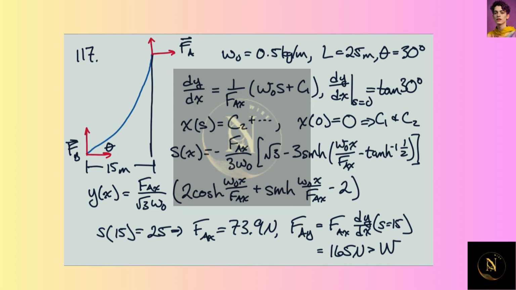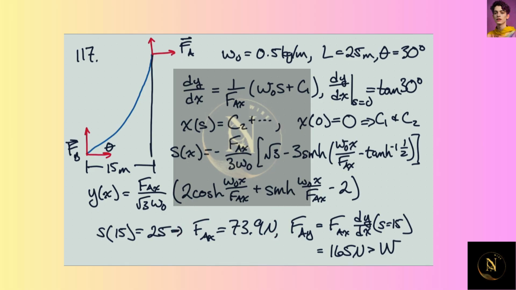Now we know that when we plug in x equals 15, we should have gone 25 meters along this cable. So knowing W naught, that will give us an equation where we can find FAX, the horizontal force at the upper support here. And again, we need to use some root finding or trial and error methods, but we can find it to be 73.9 newtons. So that's what the horizontal force is here.